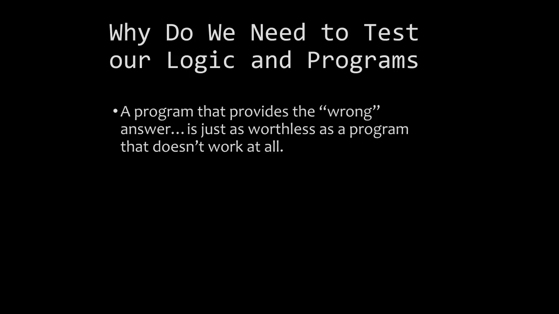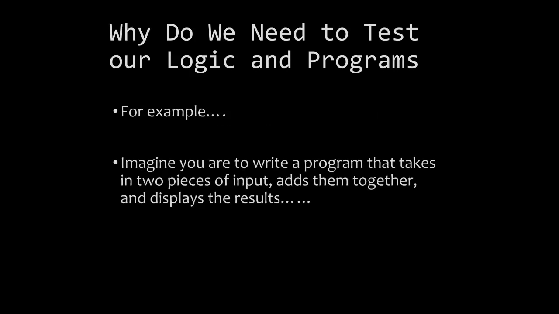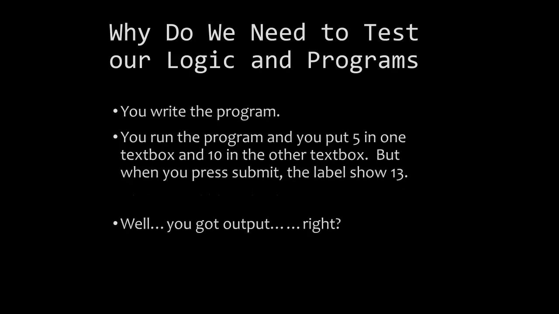We do not get paid to write programs where our output is wrong. For example, imagine you write a program that takes two pieces of input, adds them together, and displays the result. You run the program, you put a 5 in one text box and a 10 in another text box, but your output shows 13. Well, you got output, and as a beginner programmer, sometimes that's exciting and you're ready to hand it in right then and there. But is it correct? In this case, it's not. We all know 10 plus 5 equals 15, at least I hope you know that.